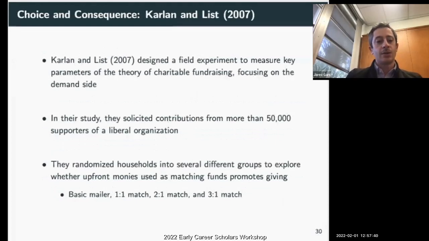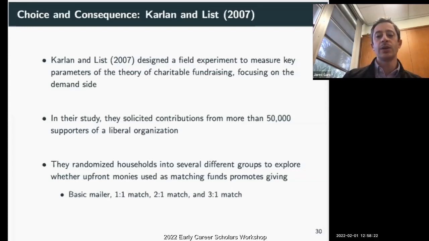So here's a quick example of how different costs might arise in an experiment. In a 2000 paper, Dean Karlan and John List partnered with a charity to help raise money using a field experiment. So we're going to think about this problem with a significance level of 5%, power of 80%, and then a fixed budget. In their study, they were trying to estimate some key parameters in the theory of charitable fundraising, focusing on the demand side. To do so, they solicited contributions from more than 50,000 supporters of an organization, and then randomized households into groups based on the amount of money that donors would match.